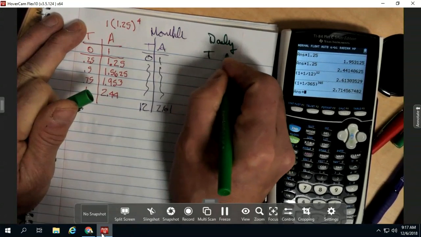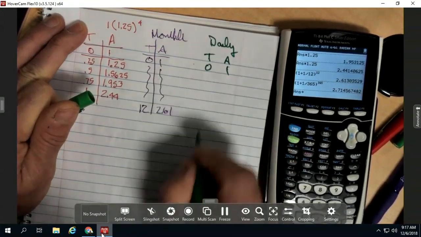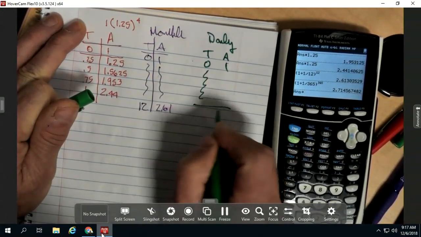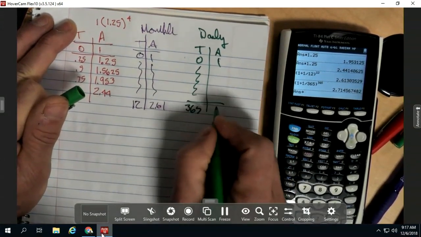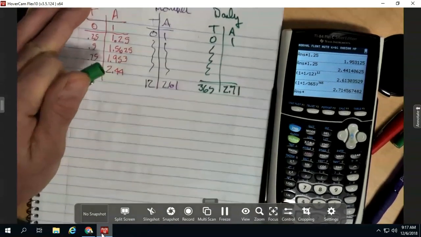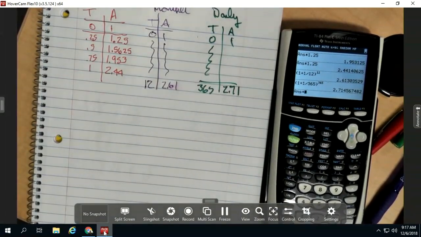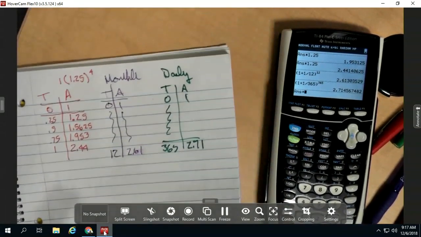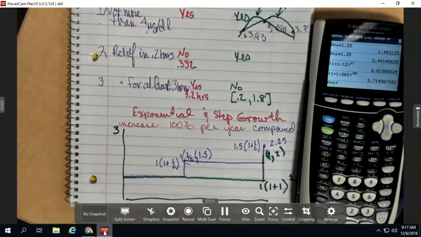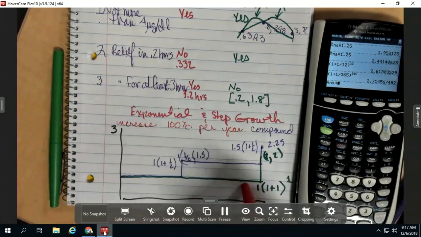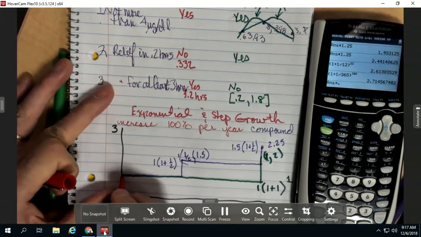So I would start with, on day 0, I would start with 1. And by the time I had done 365 times, I would get 2.714 and so on. So on my graph, here's my graph for half. Then I could do a graph for a quarter.